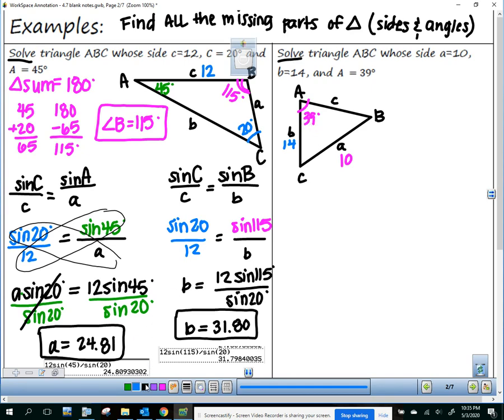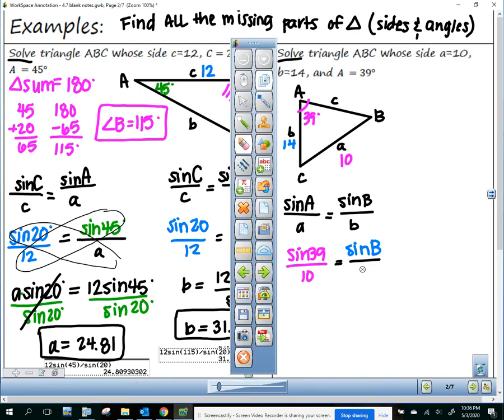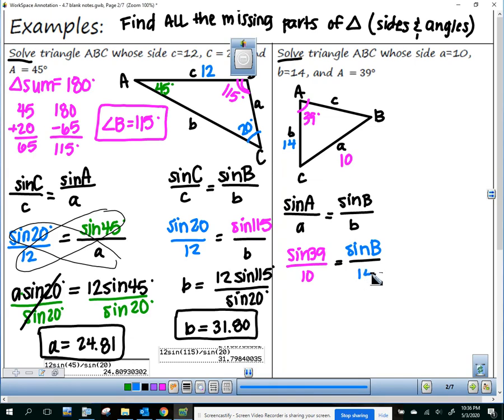So we're going to have to start with the law of sines, and I know A, angle and side, so I'm definitely going to set that up. And the only other piece that I know is B, so I'm going to have to use B to start. Okay, so when I plug in the known pieces, sine of 39 over 10 is to sine, oh, capital B is what we're missing this time, not the lowercase b, excuse me. We know side B is 14.